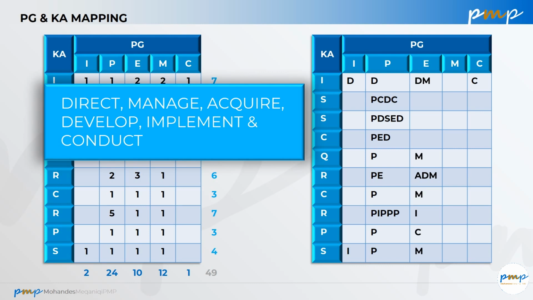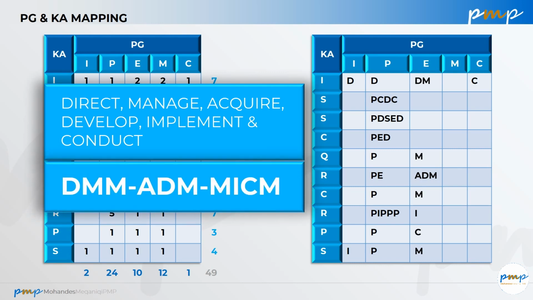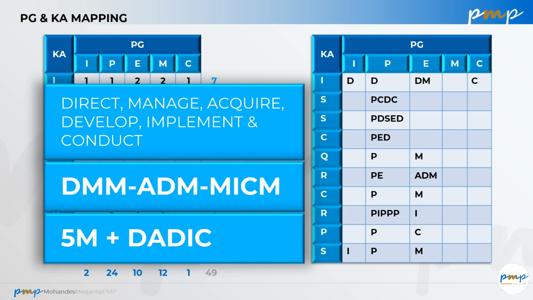Notice that there are no processes in executing for scope, schedule, and cost management knowledge areas. So follow this rhythm: DMM, ADM, MICM. So we know that M stands for manage for all processes that have M as the first letter. The remaining letters D, A, D, I, C stand for direct, acquire, develop, implement, and conduct. So we can consider this formula for the 10 processes in executing process group: 5M plus DADIC, but focus on the rhythm DMM, ADM, MICM.